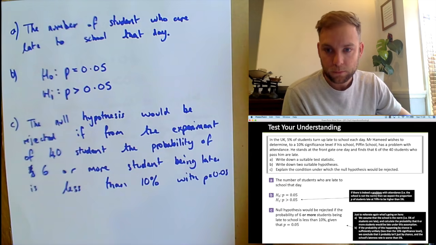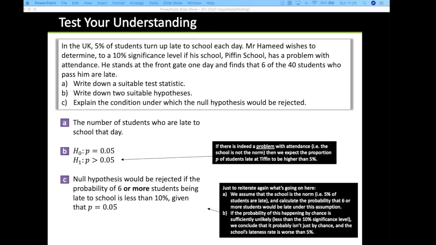So I'll make that big just so we can talk through the details. Just to reiterate again what's going on, we're assuming that the school is the norm, so we're assuming that the probability is 5%, and calculate the probability that 6 or more students will be late under this assumption. If the probability of this happening by chance is significantly unlikely, less than 10%, well, then we would conclude that the probability isn't just by chance and that the school's lateness is worse than 5%.